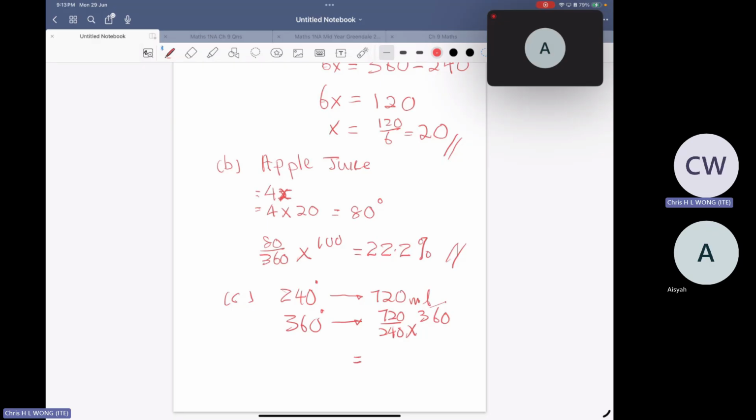Oh, did I miss anything? I do again. 240 degree, 720 ml. 720 divided by 240 times 360 gives you 1080. Yes, 1080 milliliter of total fruit punch.